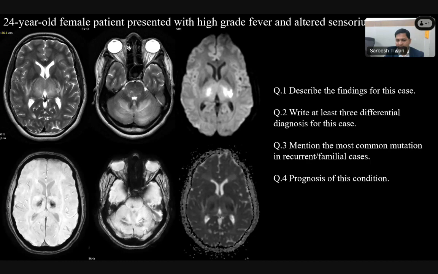Basilar top syndrome. See, if you would have had a basilar top syndrome, you would have had the medial part of the thalamus getting involved here, not the central thalamus. So the central thalamus is involved here. So the answer slide. So we have all described the findings here.